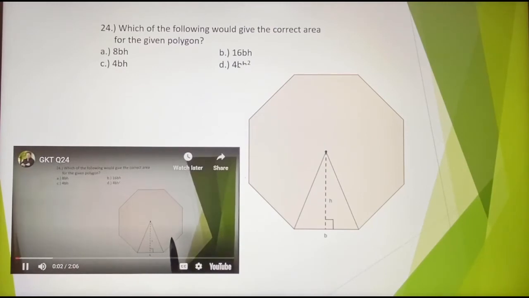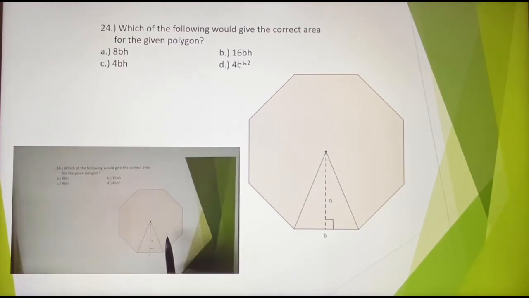In this problem, we need to find out the correct formula to figure out the area of this polygon. We don't actually have to find the area, we just need to get the formula. So first of all, we can figure out what kind of polygon this is. There's 1, 2, 3, 4, 5, 6, 7, 8. There's 8 sides, so it's an octagon.